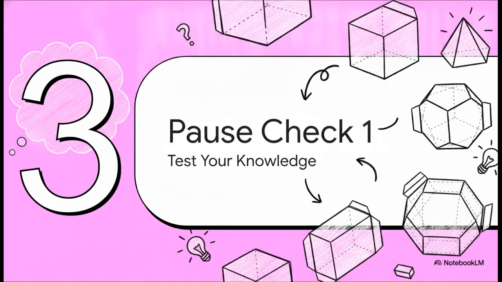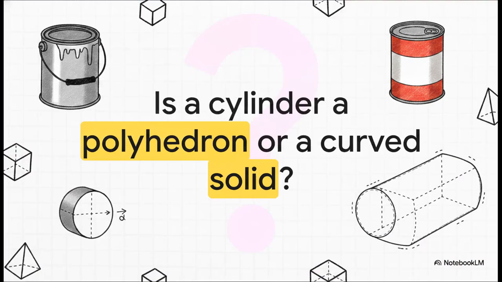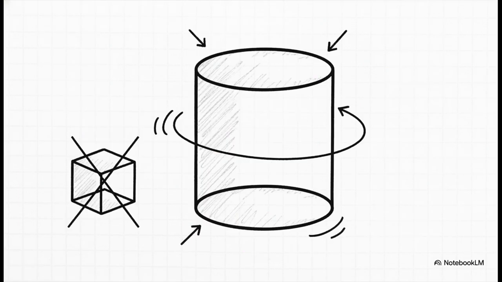Time for section 3, pause check number 1. Let's test your immediate recall here, because active recall is hands down the best way to lock these definitions into your brain. Think really carefully about the geometry of a cylinder's sides and bases. Picture a can of paint. Based on what we just talked about, does it fit the strict definition of a polyhedron, or is it a curved solid? Well, if you pictured those perfectly round circular bases, you hit the nail right on the head.